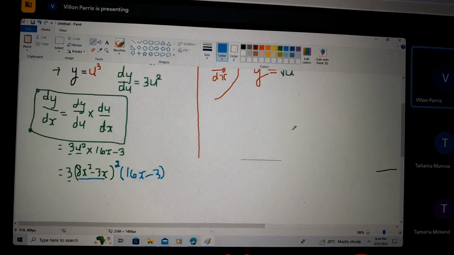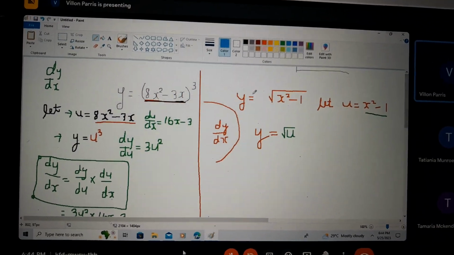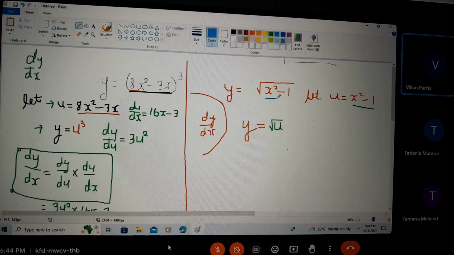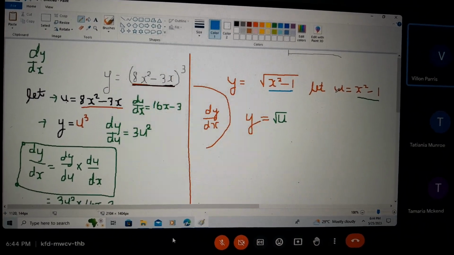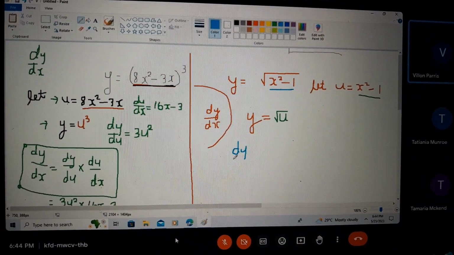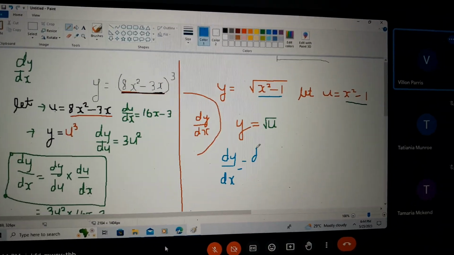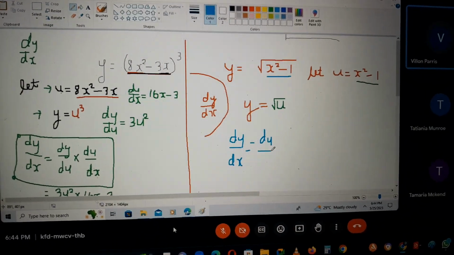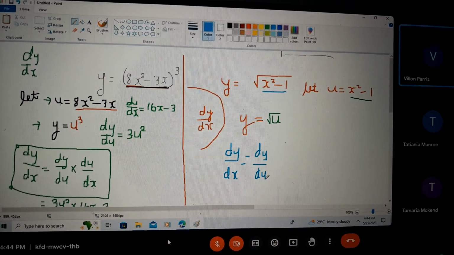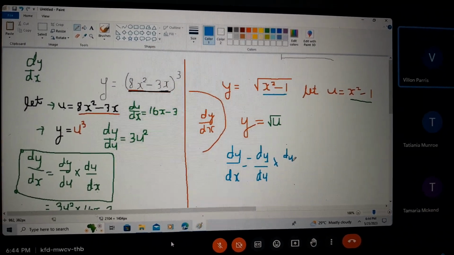So we'll come over to the second example. I'm not going to take anything for granted. So let's look at this one here. We already identified that we want this to be our u. So according to the formula, to find dy/dx, we need to get dy/du times that by du/dx.